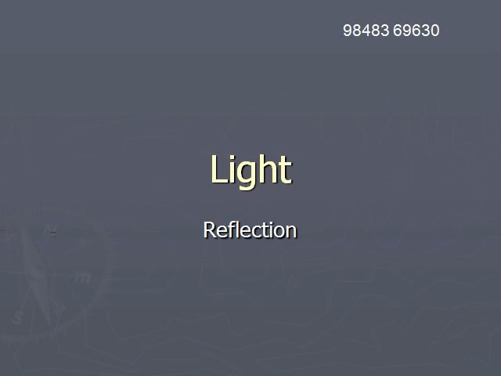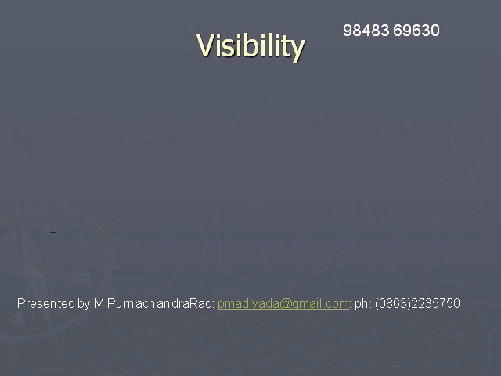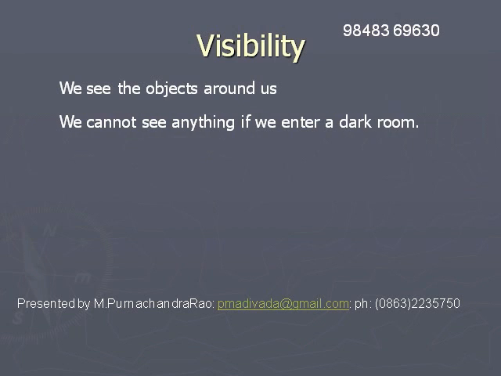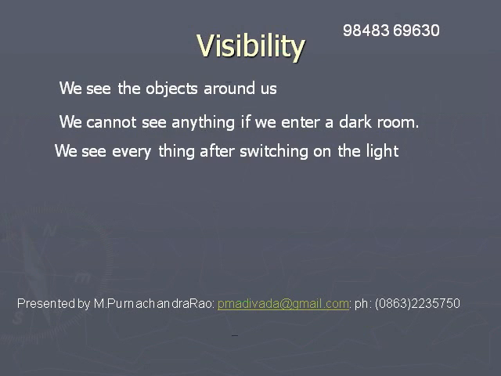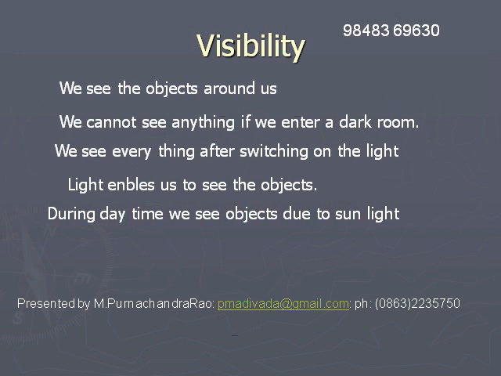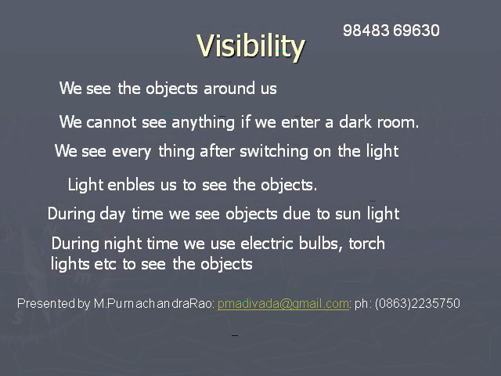We see the objects around us. When we enter a dark room, we cannot see anything. On switching on the light, we can see the objects inside the room. So, this indicates that light is required for observing the objects.